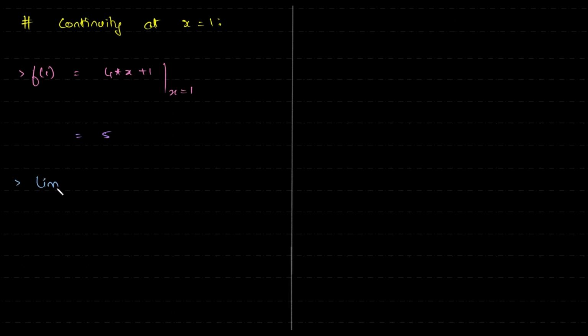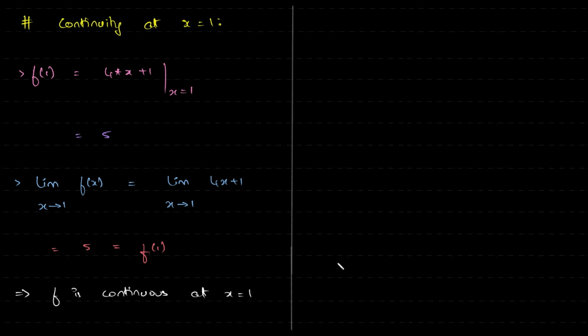Then we have the limit of f of x as x tends to 1. Again, we're not taking left hand side and right hand side because it's the same expression throughout. This also leads to 5 on direct substitution, and this is equal to f of 1. From this we can infer that f is continuous at x equal to 1.